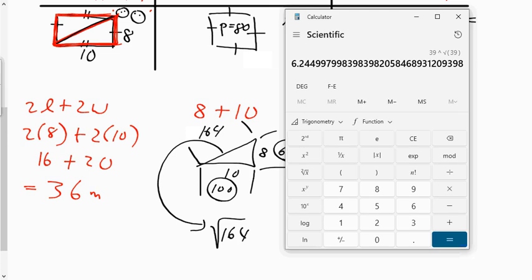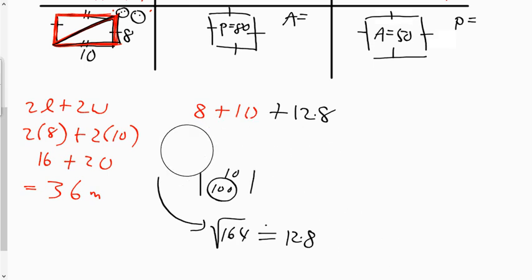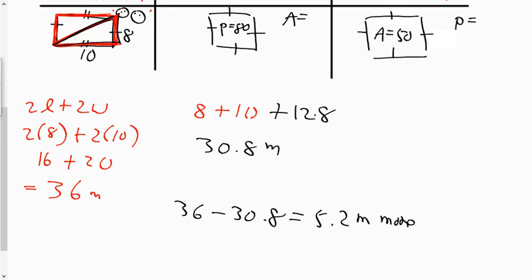Let's see what it is. Square root of 164, 12.8. Approximately 12.8. So therefore, Mr. Bridges ran 8 and 10 and 12.8, which when I erase all this stuff is going to be 30.8 meters. But the question is, how much farther did he run? Well, 36 take away 30.8 equals 5.2 meters more. Therefore, Mr. Connell ran 5.2 meters more than Mr. Bridges.